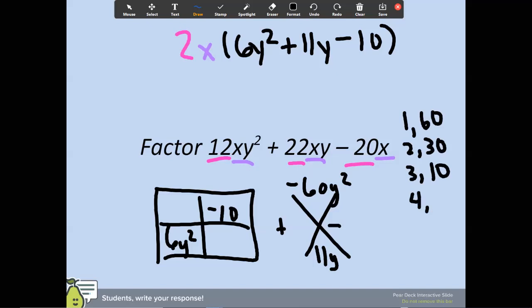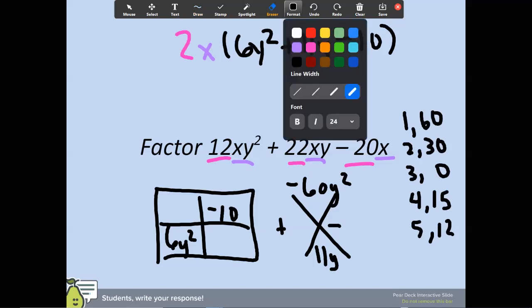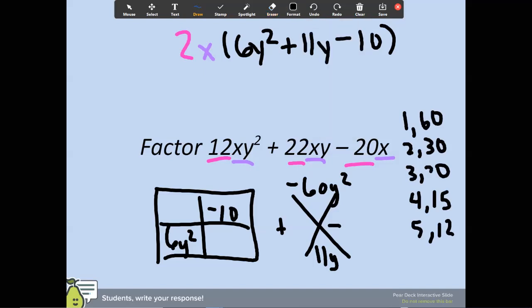4, maybe. I don't know if 4 goes into 60. See if 4 does, and it does. It goes in 15 times, and 5, 12, and, well, sorry, this is not 310. It's 320. Didn't work anyway, but let's write the right number. That should have been a 20. Okay, and 6, 10, and so on. But looking at these, this one has a difference of 11. So this is going to be a 15y and a negative 4y.